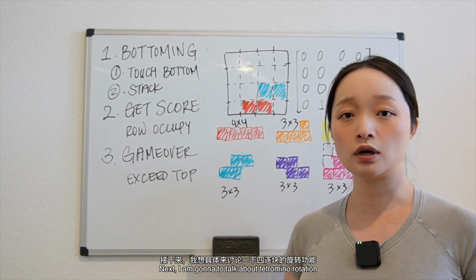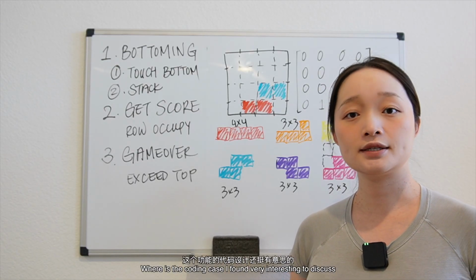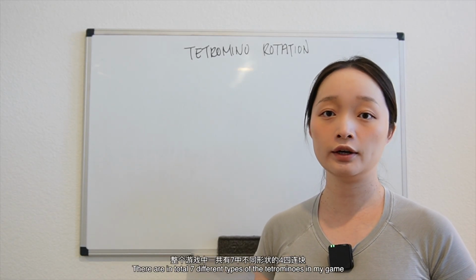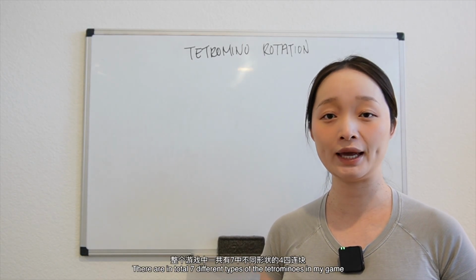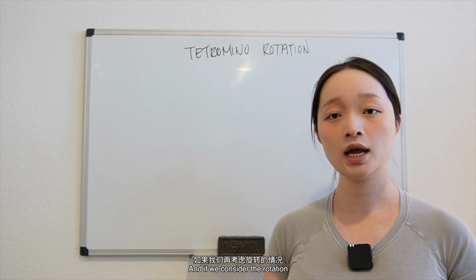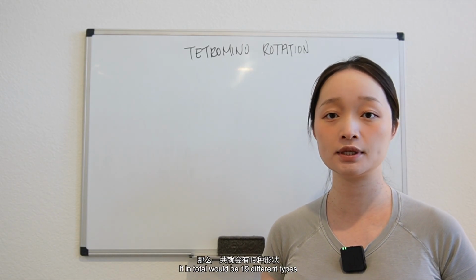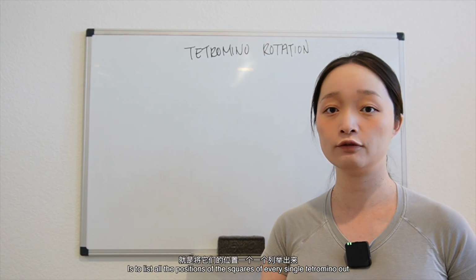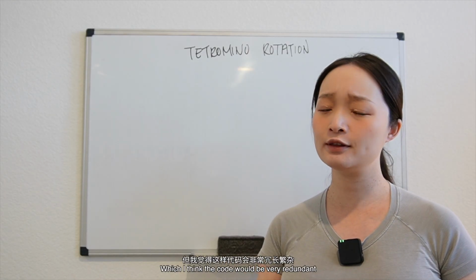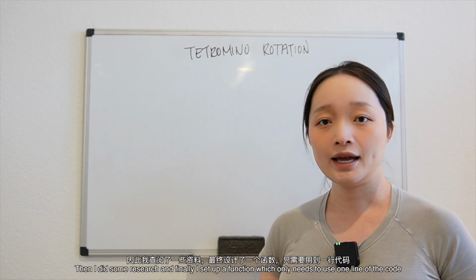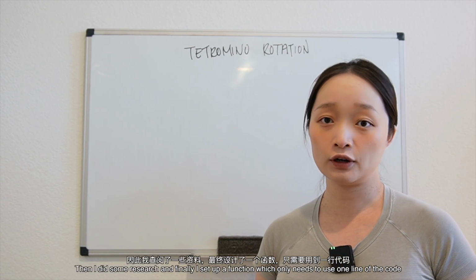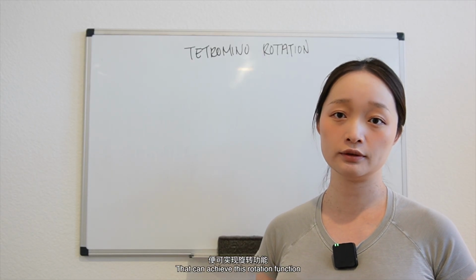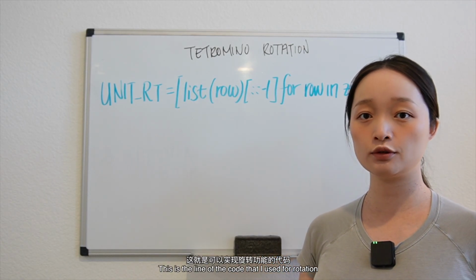And next, I'm going to talk about tetramino rotation, which is a coding case that I found very interesting to discuss. As we discussed before, there are in total 7 different types of the tetramino in my game. And if we consider the rotation, it would in total be 19 different types. The simplest way to show them is to list all the positions of the squares of every single tetramino, which I think makes the code very redundant. Then I did some research and finally set up a function that only needs 1 line of code to achieve this rotation function. This is the line of code that I used for rotation.